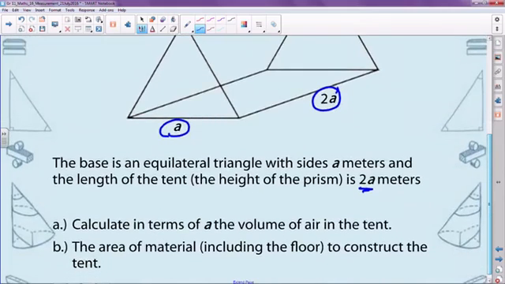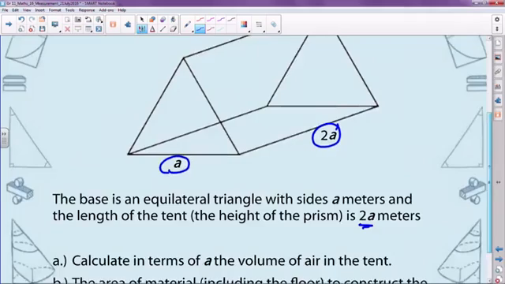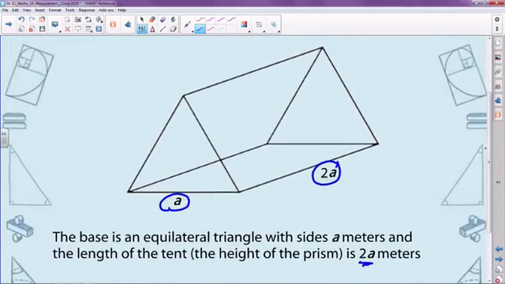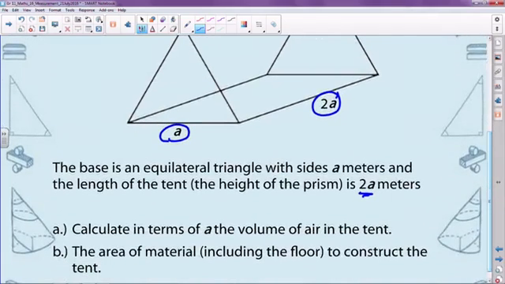And then number 2, the area of material, including the floor, to construct the tent. Okay, so guys, you need to take a little bit of time working out the volume in terms of A, and also the area of material, including also the floor, to construct the tent. Okay, so I'm going to give you 3 minutes to work on this problem, and then we're going to look at it together. Okay, let's take 3 minutes.